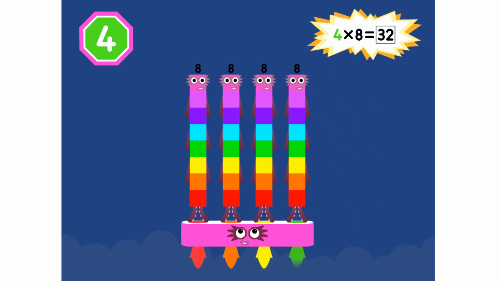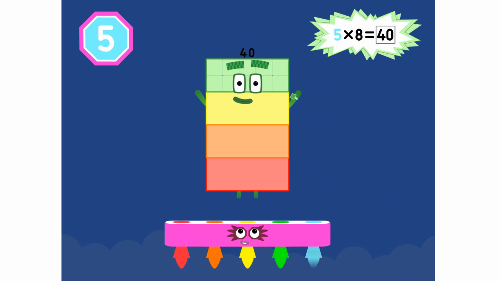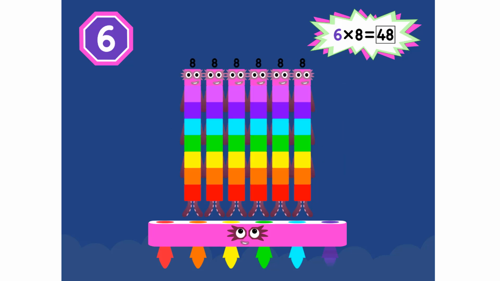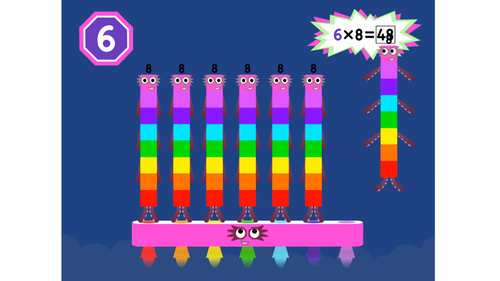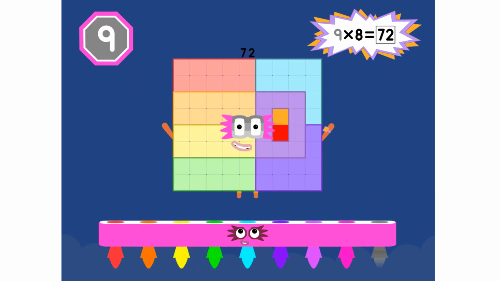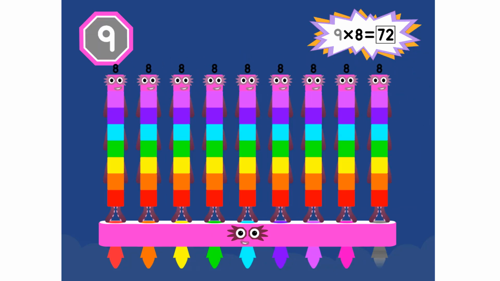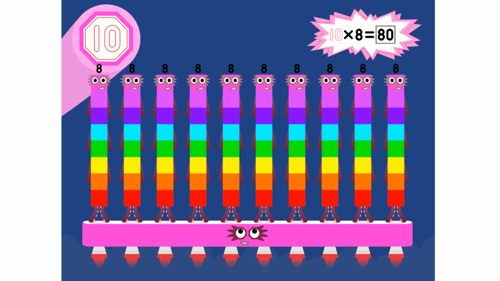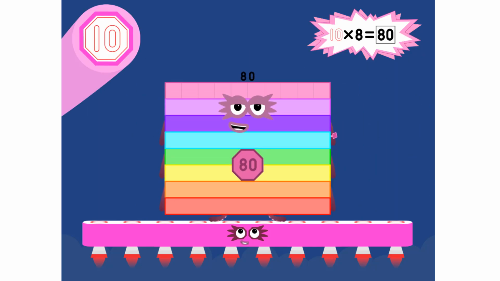Super eights, assemble! 1 8 is 8, 2 8s are 16, 3 8s are 24, we will heed the call. 4 8s are 32, 5 8s are 40, 6 8s are 48, we'll catch you when you fall. 7 8s are 56, 8 8s are 64, 9 8s are 72, here's the biggest of them all, the Super 8 who has it all. 10 8s are 80.